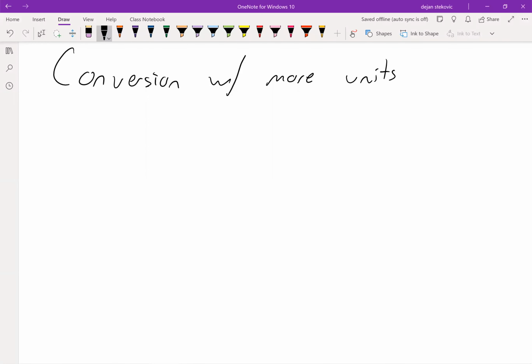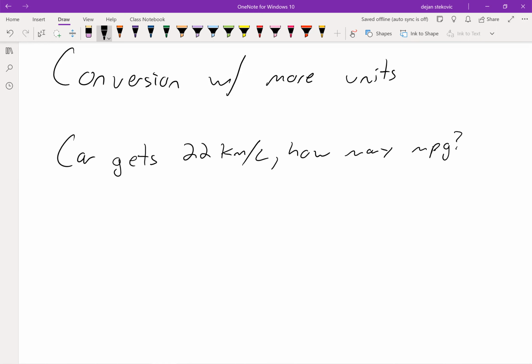All right, let's take a look at another conversion problem. This time we're going to have more units, and this time we're going to have units in both the numerator and the denominator. All right, so let's say that you're in Europe and you got a car and it gets 22 kilometers per liter of gasoline. How many mpg, right, miles per gallon?